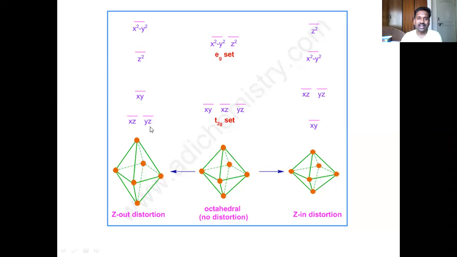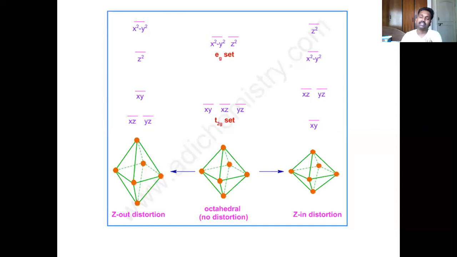Therefore, XY and YZ become lowered in energy in the T2G set. In the EG set, Z square becomes lowered in energy. This is for Z out. For Z in, that's a compression, and the reverse happens. In the EG set, Z square is raised in energy. In the T2G set, all those with Z component are raised in energy. So both these types of distortions constitute Jahn-Teller distortions.